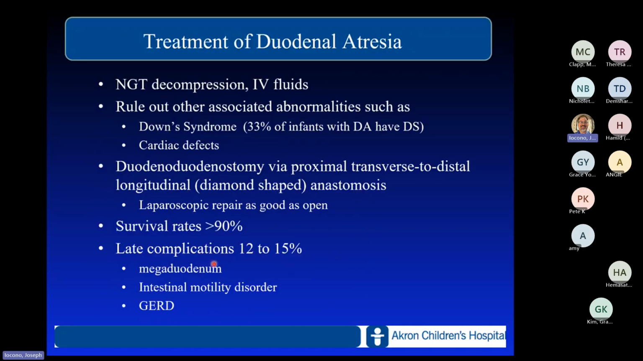So you're treating it, you do a duodenostomy. This is the diamond-shaped repair. Now we're doing most of these laparoscopically too. Survival rates with duodenal atresia alone is greater than 90%.